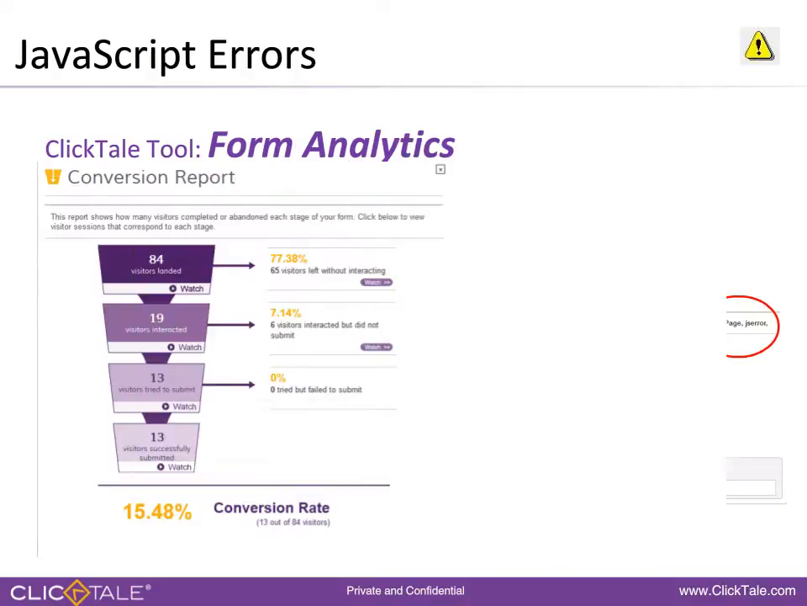The next step that they did is they used the other report that we have called Form Analytics. And this is something where you can drill down. Again, for those of you who don't know, you can drill down into every single step of your form. So whether you want to look at people that have landed on the page, interacted, tried to submit, and then successfully submitted, you can also look at the negatives.